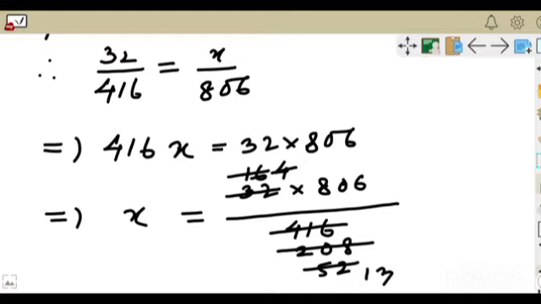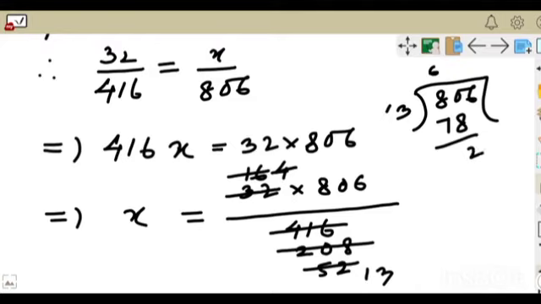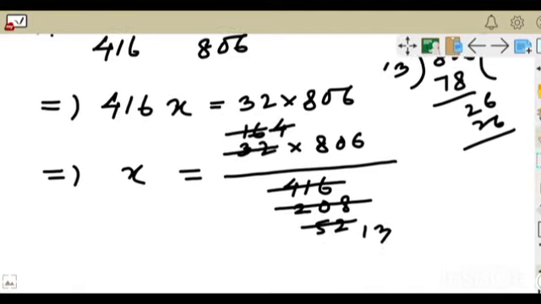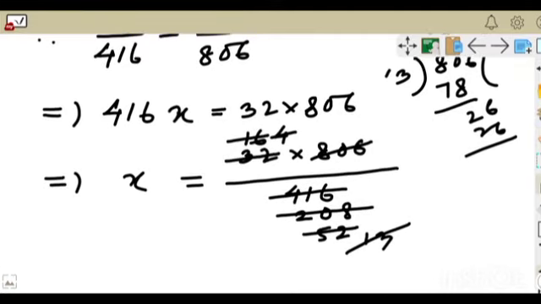Okay, now let us divide this 806 by 13. Okay, 13 6s are 78. Now we have here 2. I'll bring down the 6. Then 13 2s are 26. Now when 806 is divided by 13, we get 62. So if we cancel 13 and this 806, we'll be getting here 62.